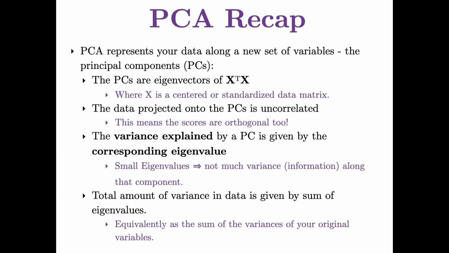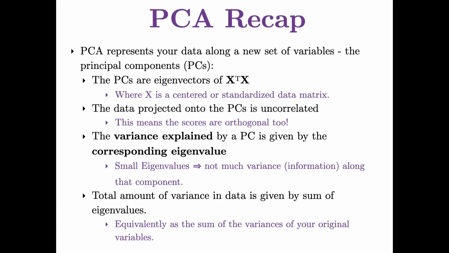The variance that's explained by a principal component is given by the corresponding eigenvalue. When we have small eigenvalues, that means there's not much variance or information along that component. Typically, those principal components with small eigenvalues are the ones that we drop. That means that when we drop them, we project the data onto the span of the remaining components.